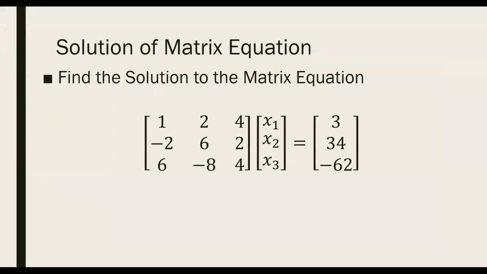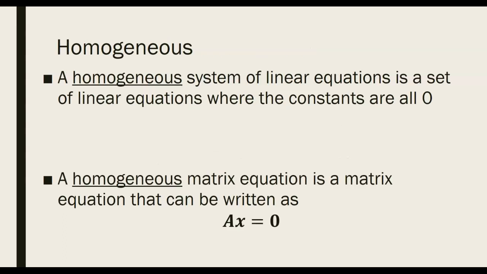Now what we're going to do is keep that in the back of our head. Finding the solution to a matrix equation, we row reduce to echelon form the augmented matrix. And we're going to keep that general solution in the back of our head because we're going to revisit that in just a moment. But first, we're going to look at homogeneous systems of linear equations and a homogeneous matrix equation. Okay, homogeneous just means that the constants are all 0.